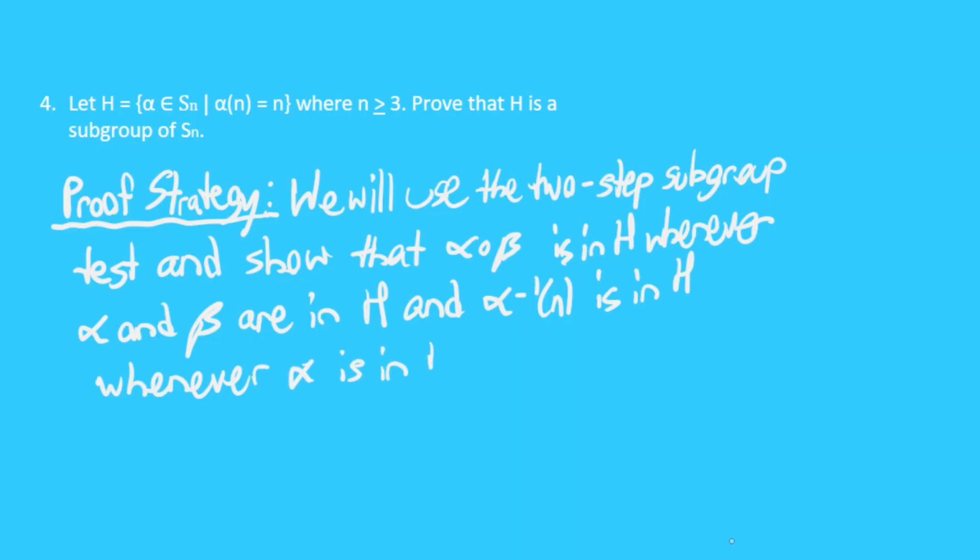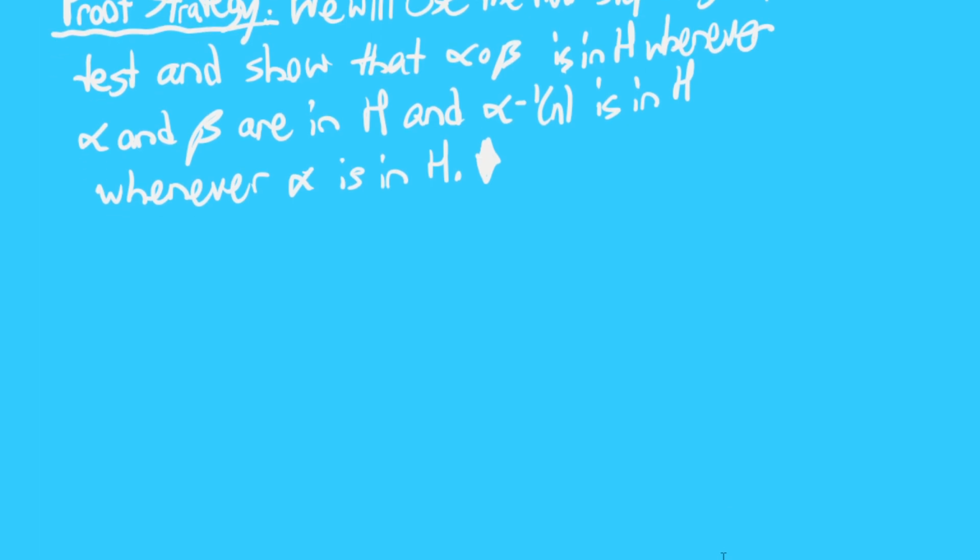Because if you remember from section 2 for the two-step subgroup test, the general form was saying that if we have A and B in H whenever A and B are in H, and A inverse in H whenever A is in H, then it's a subgroup of the group. And we're doing the same thing here, just using the properties that we have for permutations, because we're using composition instead of multiplication, and inverse permutation instead of an inverse element, because it's the same concept. So let's write out our proof.